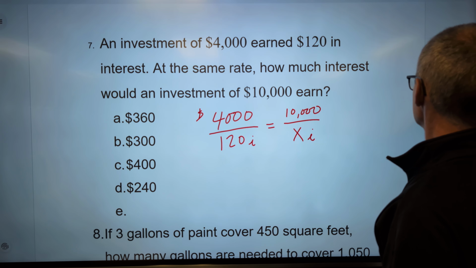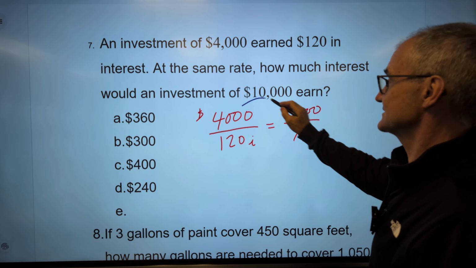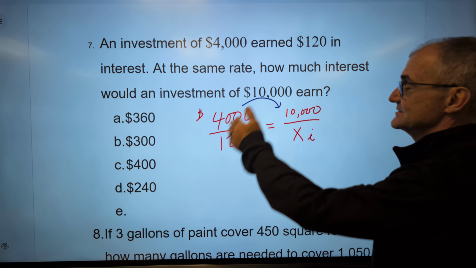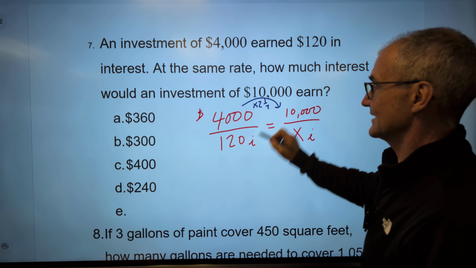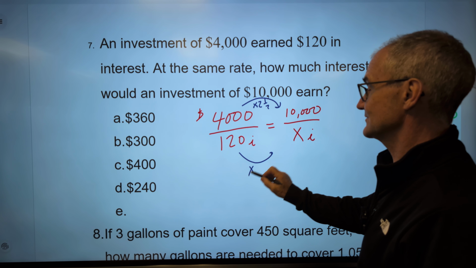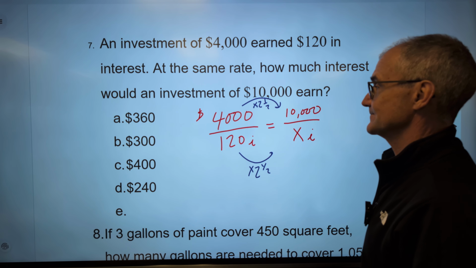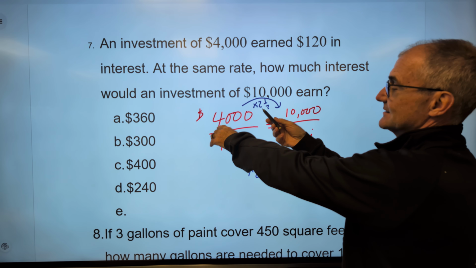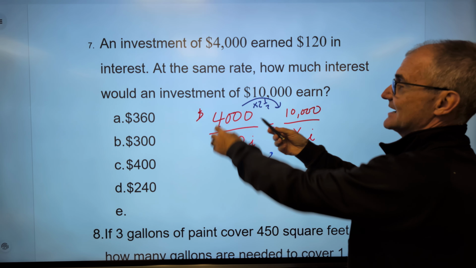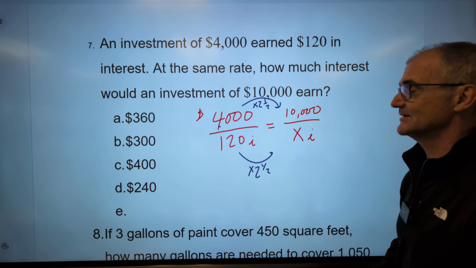Well, how do I go from 4 to 10? Maybe you could see that's times 2.5. So I'd have to take this and multiply it by 2.5 as well. And the way I saw it is 2.5: 4 times 2 is 8. 8 to 10 is 2, which is half of that. That's how I saw 2.5.